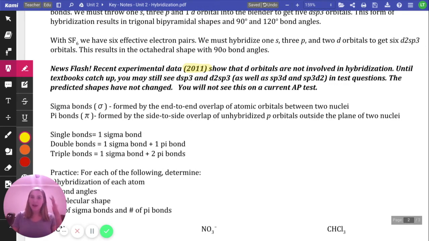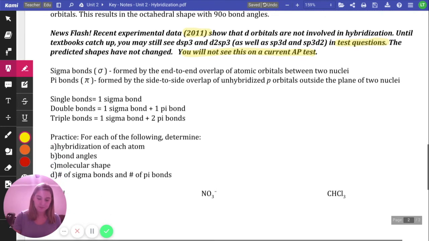But it takes a while for discoveries that happen in the scientific community to show up in textbooks. So it's starting to show up that hybridization doesn't occur in the d orbitals, but it's taking a while. So you may still see it in old test questions, but you will not see d orbital hybridization on the current AP test because it's been disproven. But it'll take a little while, so you may still see d orbital hybridization in other locations.